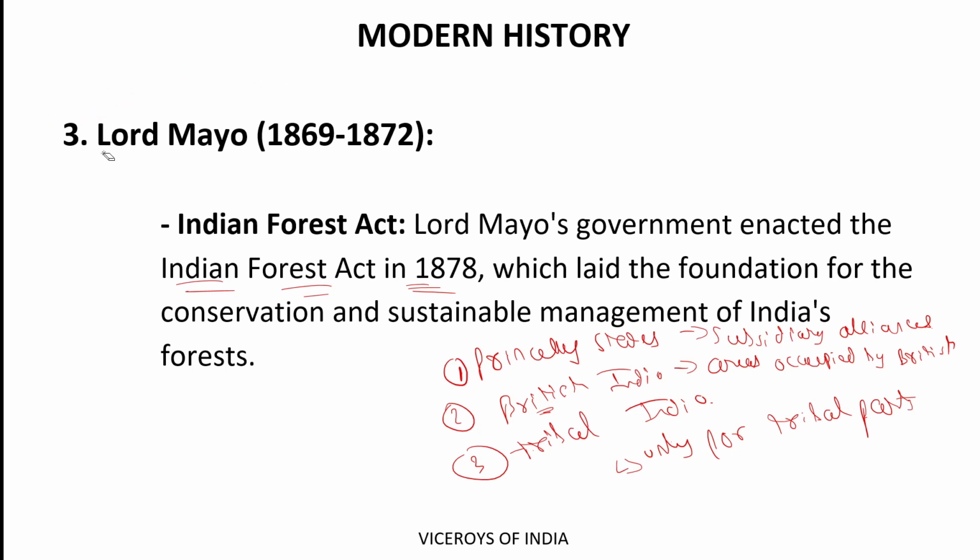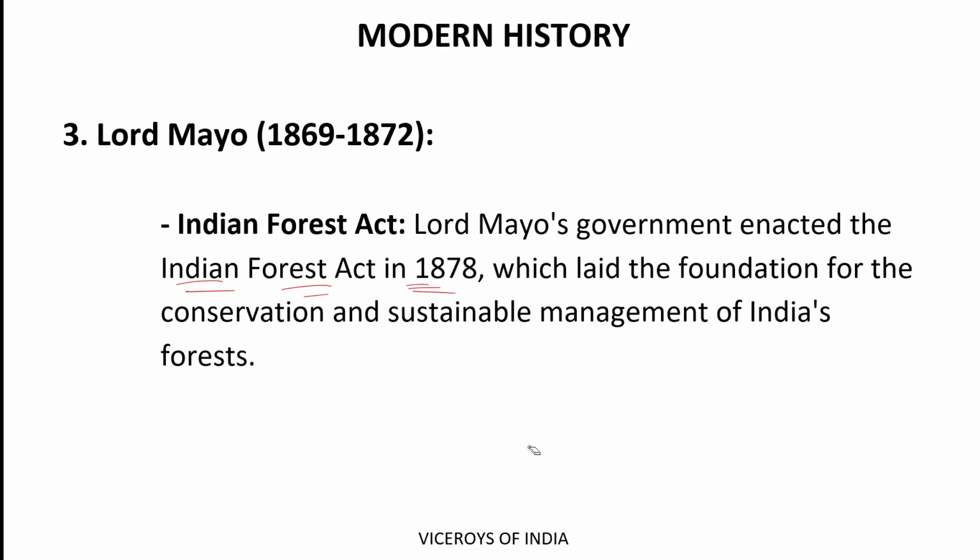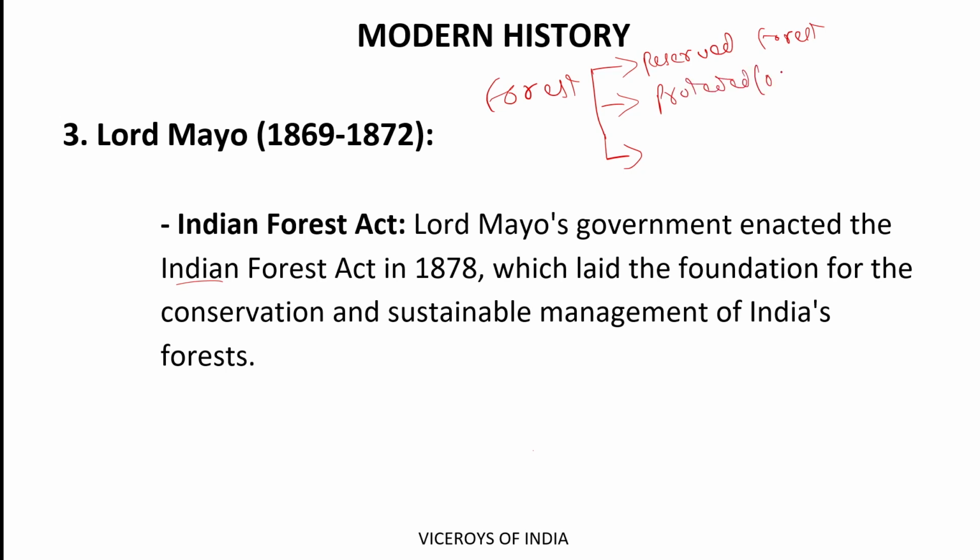So the main question is, what was written down in this act? What is the main provision of this act? Basically, this act divided the forest into three parts: reserved forest, protected forest, and third one was village forest. These were the divisions which were introduced during the Indian Forest Act 1878.